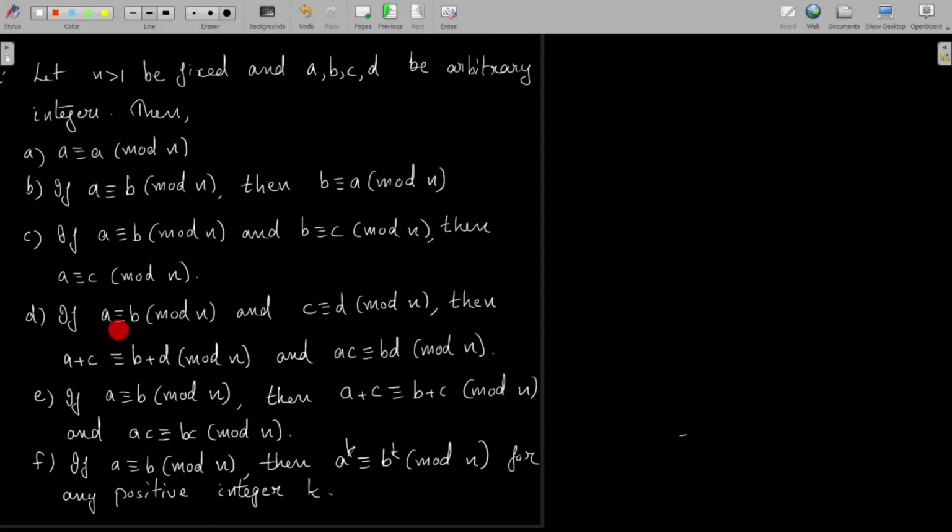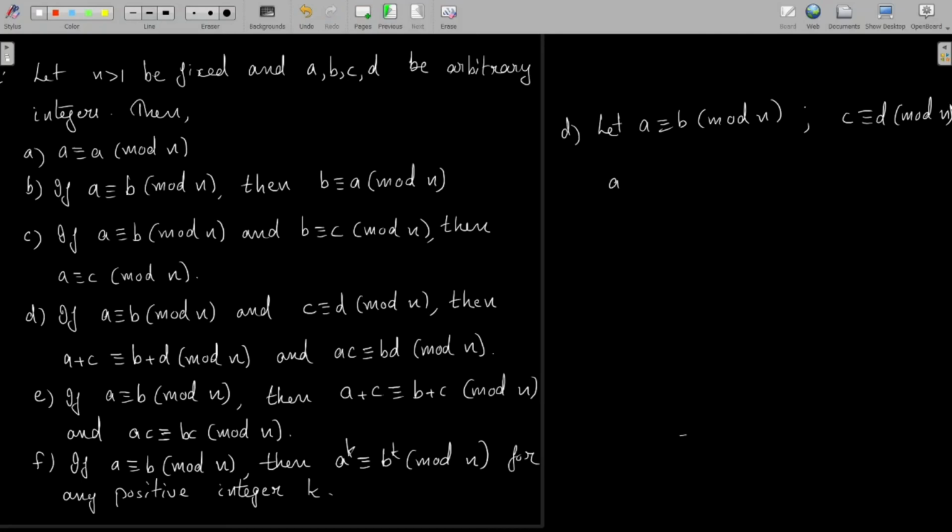Next result: if a is congruent to b mod n and c is congruent to d mod n, then a plus c is congruent to b plus d mod n, and a into c is congruent to b into d mod n. So let us prove the result. We assume that a is congruent to b mod n and c is congruent to d mod n.